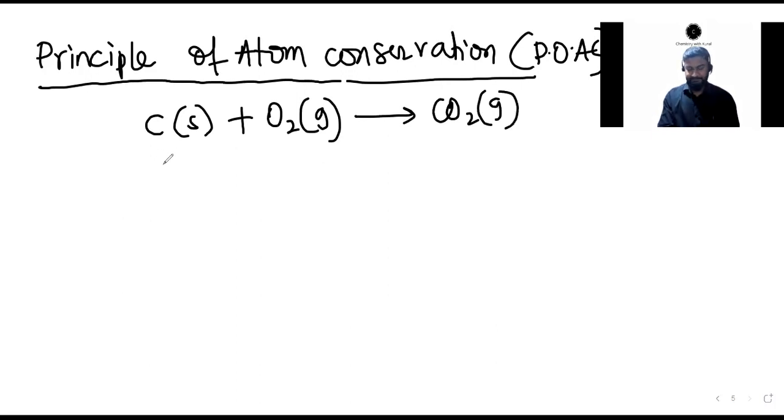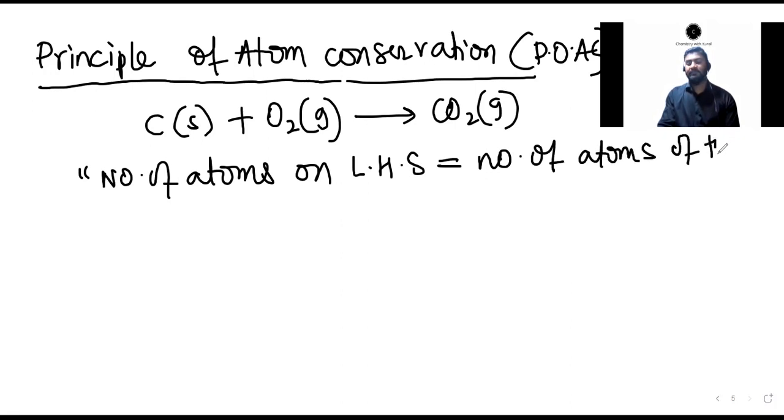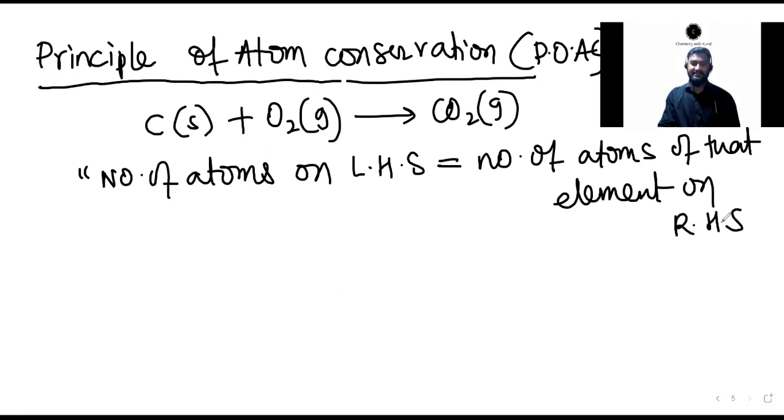Now, what does the principle say? First of all, let me tell you that the principle says that the number of atoms of an element on the left hand side of a chemical equation is always equal to the number of atoms of that element on the right hand side. Simple. This is what it says.